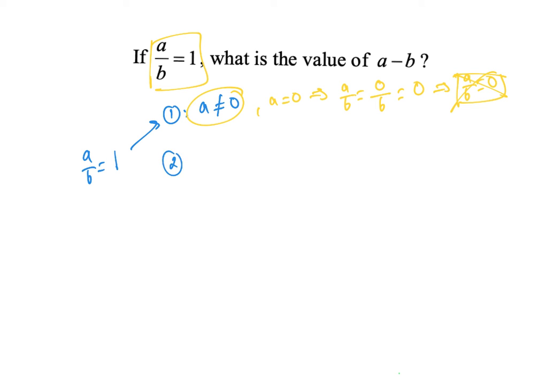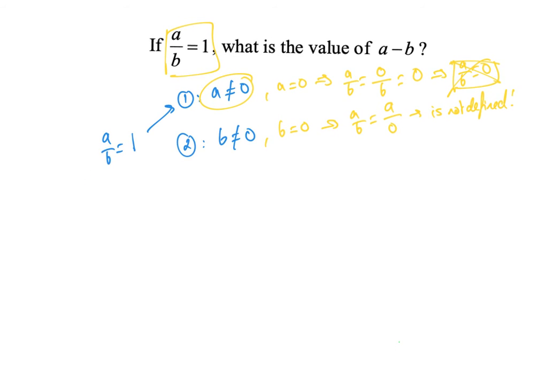Good. Second, b cannot be 0. Why? Because if b was 0, then a over b would be a over 0, and any number divided by 0 is not defined. Remember this, we cannot divide by 0.